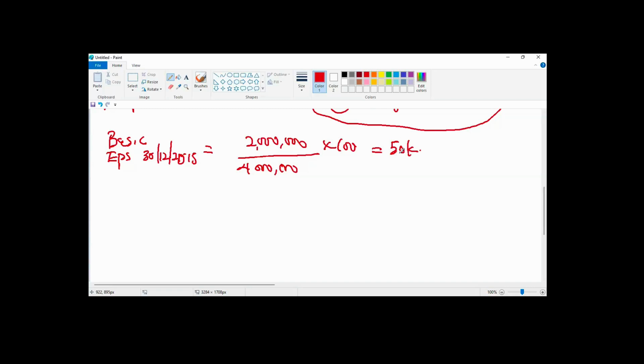My basic compared to my dilution, my diluted earnings per share, is either equal or less than 50. It cannot be higher than 50.